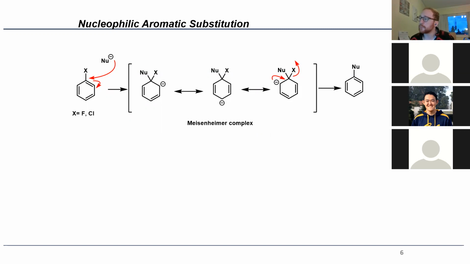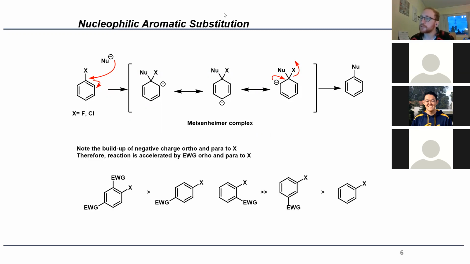And what we also know is when we look at these resonance structures, we see a buildup of negative charge, both ortho and para, to our leaving group. So with that in mind, we know that electron withdrawing groups, ortho and para, to our leaving group greatly accelerate the rate of nucleophilic aromatic substitution. While normal unsubstituted benzenes are not very reactive in SNAr chemistry, once you start putting electron withdrawing groups ortho or para to that X group, they greatly increase in reactivity, and it's very useful chemistry.